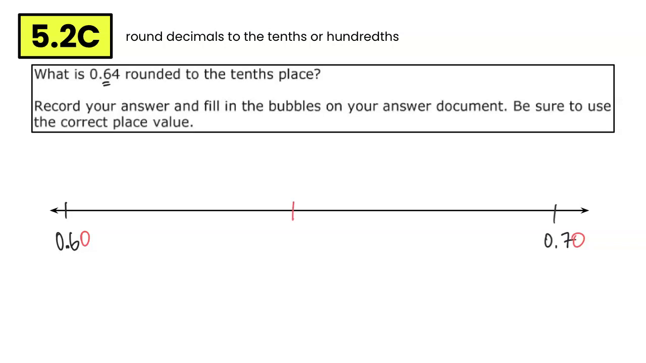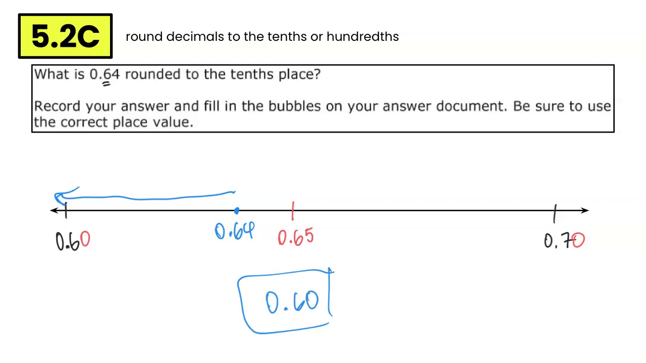The midpoint between 60 and 70 would be 0.65. And our number is 0.64. So locating that on the number line, that's going to be about here. And because that is before the midpoint, that means that that number is going to round back to 0.60. Students have also probably been using the shortcut since 3rd grade after they discover it.